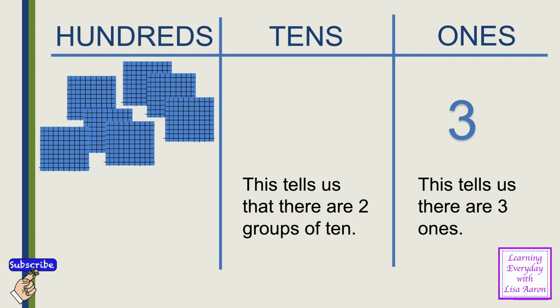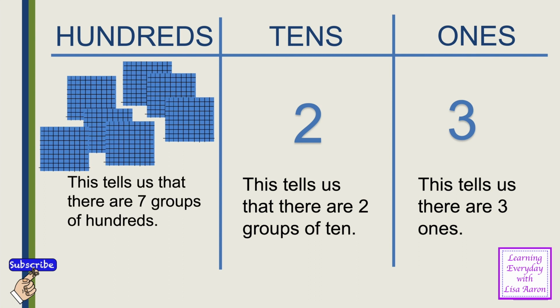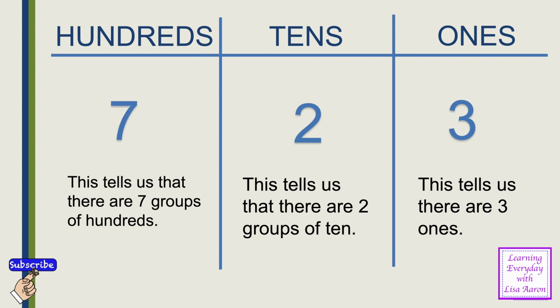How many hundreds do you see? 1, 2, 3, 4, 5, 6, 7. This tells us there are 7 groups of hundreds. The number you see is 723.